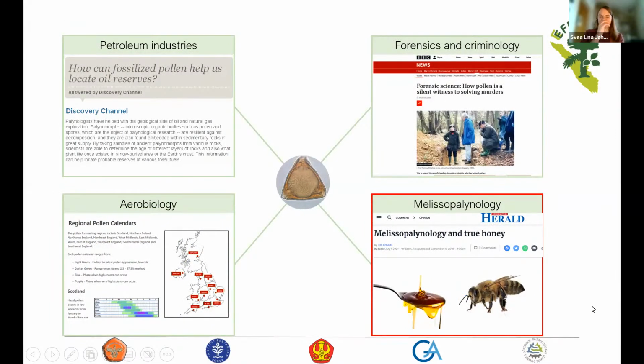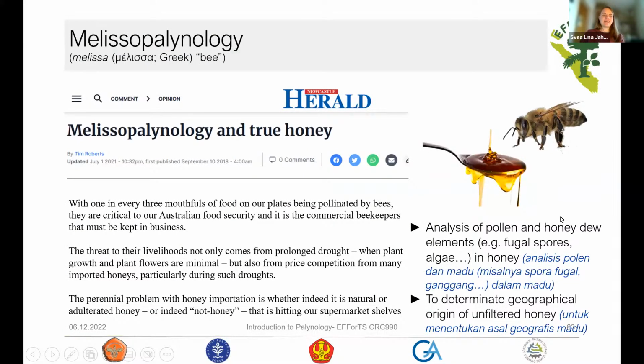Yeah, and last but not least, pollen can also be used for food security. Here we study honey, called melissopalynology, from the Greek word melissa, which means bee. It means the analysis of pollen and honeydew elements in honey. We can study, for example, the geographical origin of unfiltered honey by the composition of pollen that we find in the honey. When we find a high amount of one taxon, we know that the bee must have visited this taxon, and this maybe just grows in a certain area.